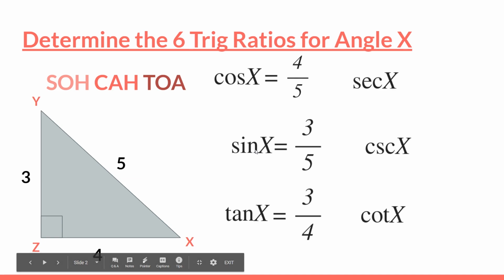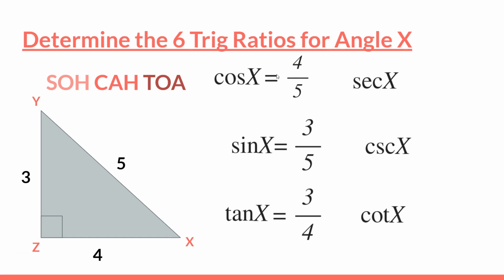For our remaining three trig ratios, or trig functions, they're essentially a reciprocal of their corresponding one beside it. So knowing that they are the reciprocal of one another, for example, secant is a reciprocal of cosine. Therefore, the reciprocal of 4 over 5 would be 5 over 4.